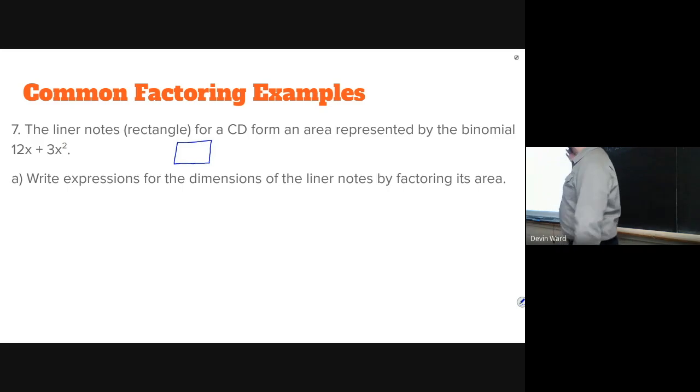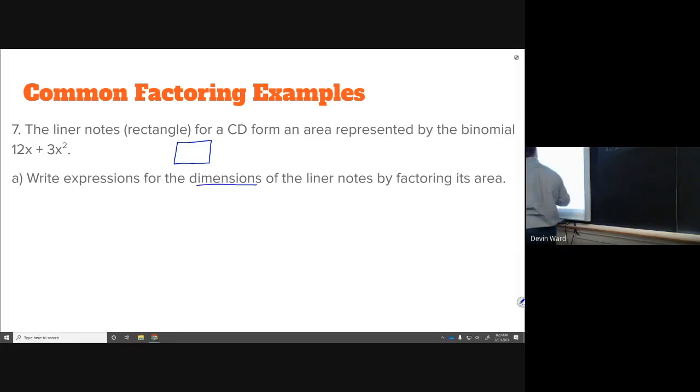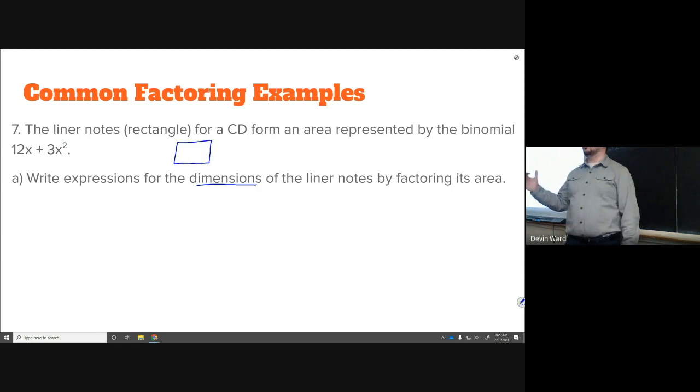So this question says the liner notes for a CD form an area represented by the binomial 12x plus 3x squared. Now we want to write an expression for the dimensions of the liner notes by factoring the area. Does anyone know what the dimensions would be? What we're looking for?